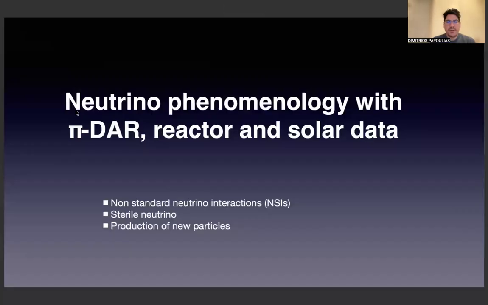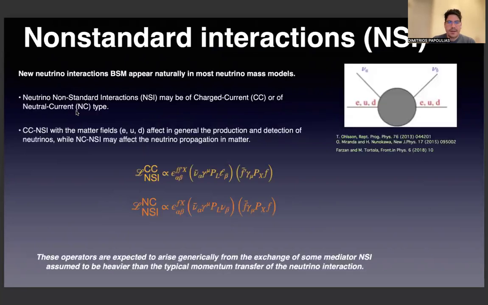So let me start with the neutrino phenomenology using pion decay at rest neutrinos, reactor, and solar data. I will focus on nonstandard neutrino interactions as a characteristic example, and then I will also discuss our work on sterile neutrinos and production of new particles. Let me start with nonstandard interactions, or NSIs.